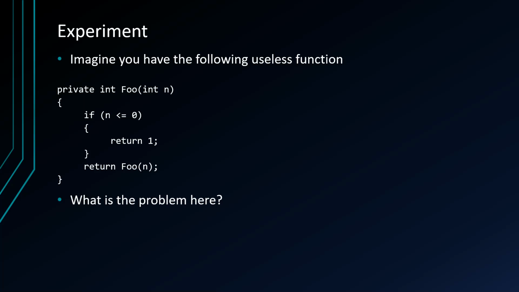What you see in here is a completely useless function that doesn't do much. What does it do? Well, let's look at this. Private int foo. You pass in an integer n, and if that n is less than or equal to 0, so if it's a negative number, return 1. Otherwise, return foo of n. What's the problem? Why is this an issue?